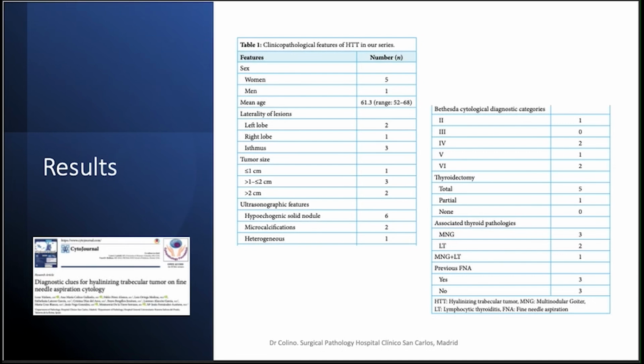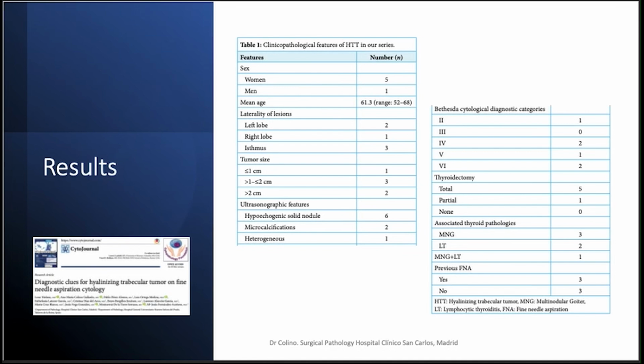The tumor size ranged from 0.7 to 4 centimeters. However, most of the lesions were no larger than 2 centimeters. Analyzing the ultrasonographic features, all the lesions were solid and hypoechogenic. 2 of them showed microcalcification. Only 1 case had a heterogeneous ultrasonographic pattern, and high intratumoral vascularity was reported in another by the radiologist.